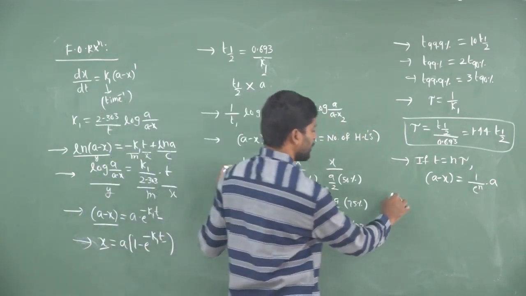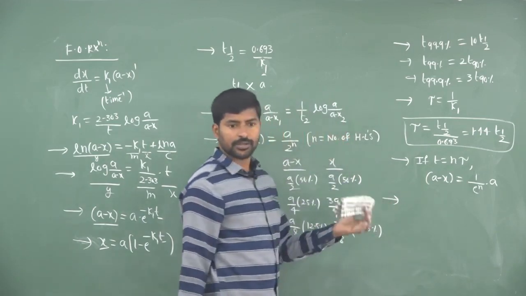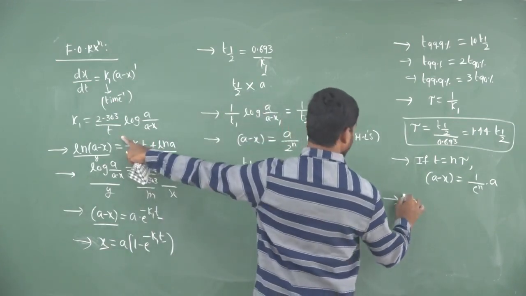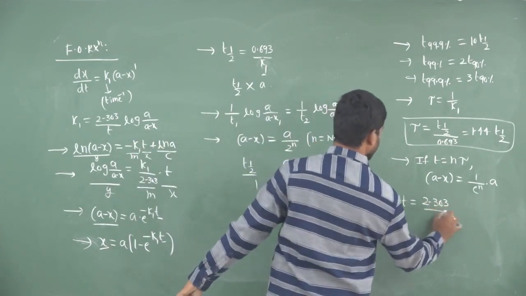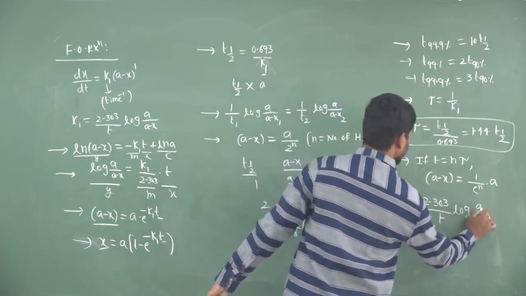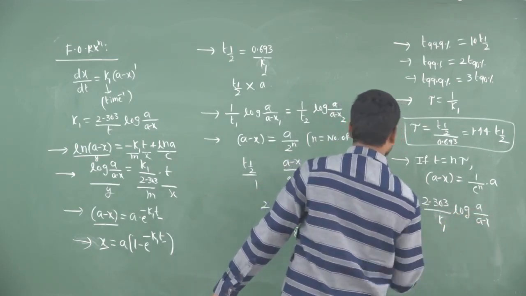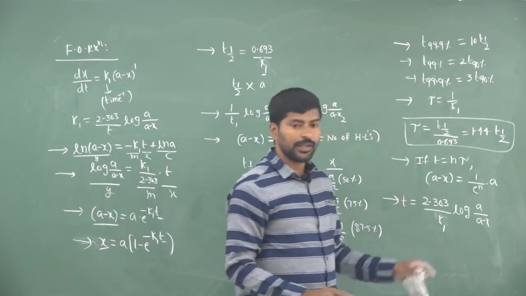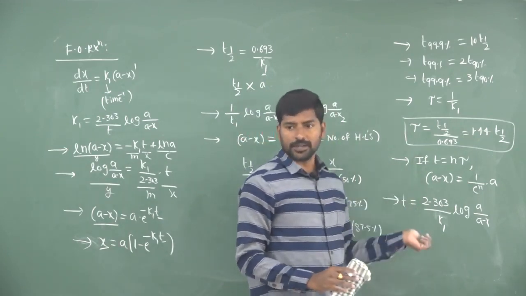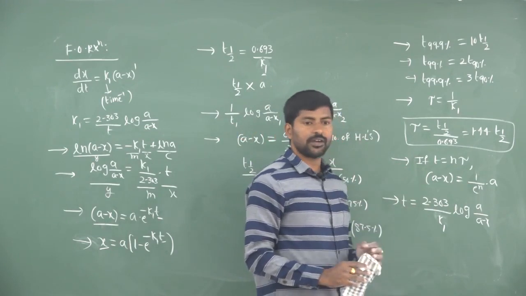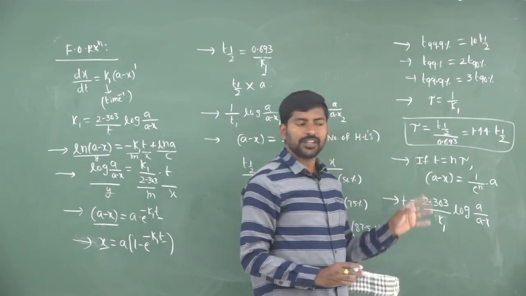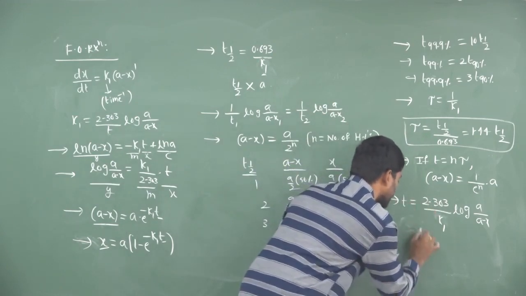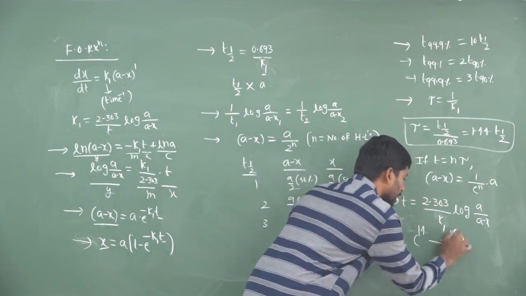And how to calculate the age of fossil fuels or the age of sample woods? By using this equation only. t is equal to what? t is equal to 2.303 by K1 log a by a minus x. From this we can calculate the age of dead animals or dead plants. Such a method is called the carbon dating method. That is based on radioactive carbon, C14. C14 is a radioactive element that undergoes radioactive decay to give what?